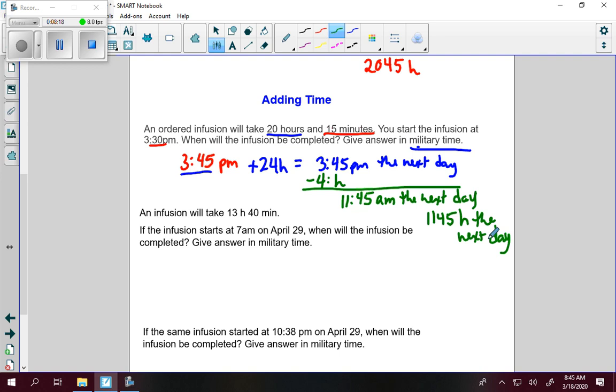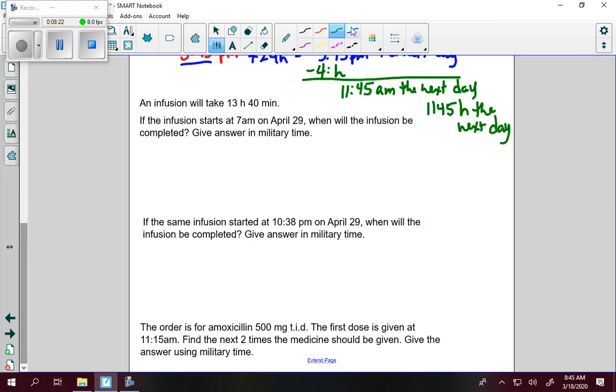All right, go ahead and try the next one. Pause the video and come back when you're ready, and I'll help you get through the next one. It says an infusion will take 13 hours and 40 minutes. If the infusion starts at 7 a.m. on April 29th, when will the infusion be completed? Give the answer in military time.